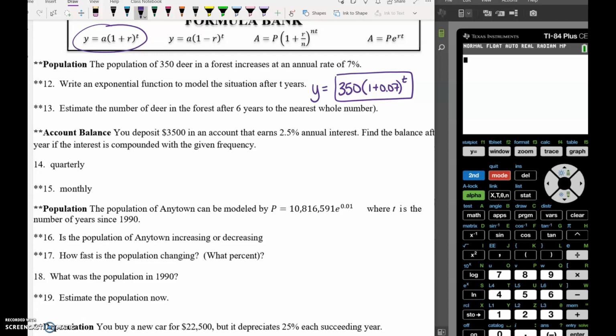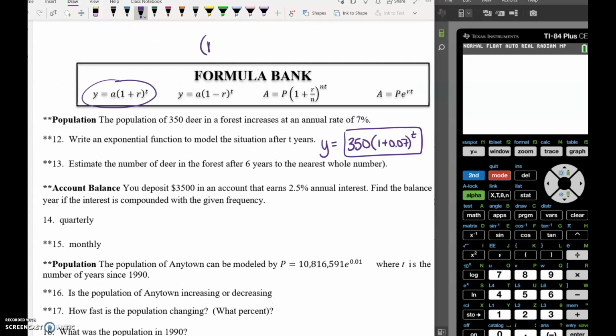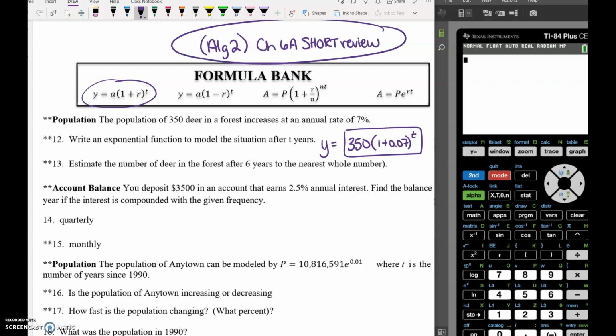Okay, I am going to make one quick little EdSite thing that basically is a practice for the domain, the range, the asymptote, and one of these, just so that you can practice how to type these correctly into EdSite. So be watching for that. I will assign that. It's going to be called, I think I'll call it Alg 2 for Algebra 2, and then it'll be Chapter 6A Short Review. So be looking for that in EdSite later today. There will be something so that you can practice.